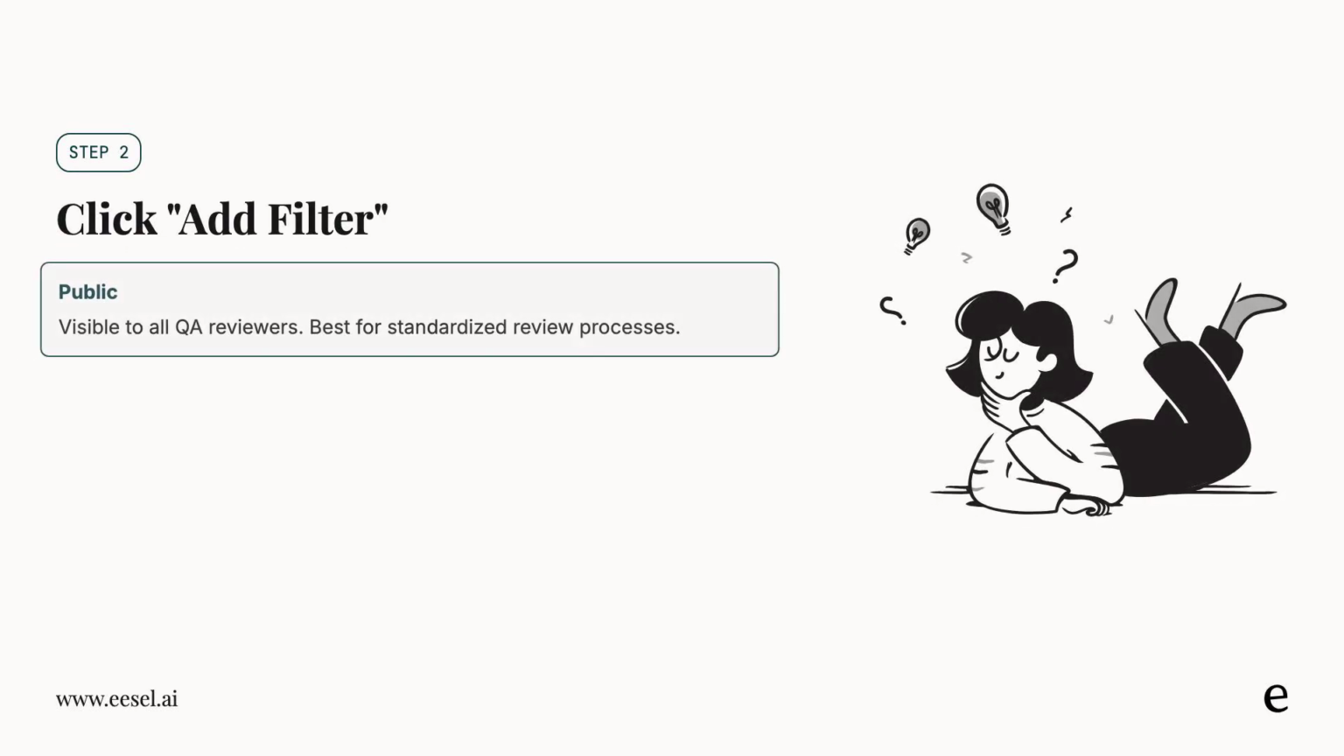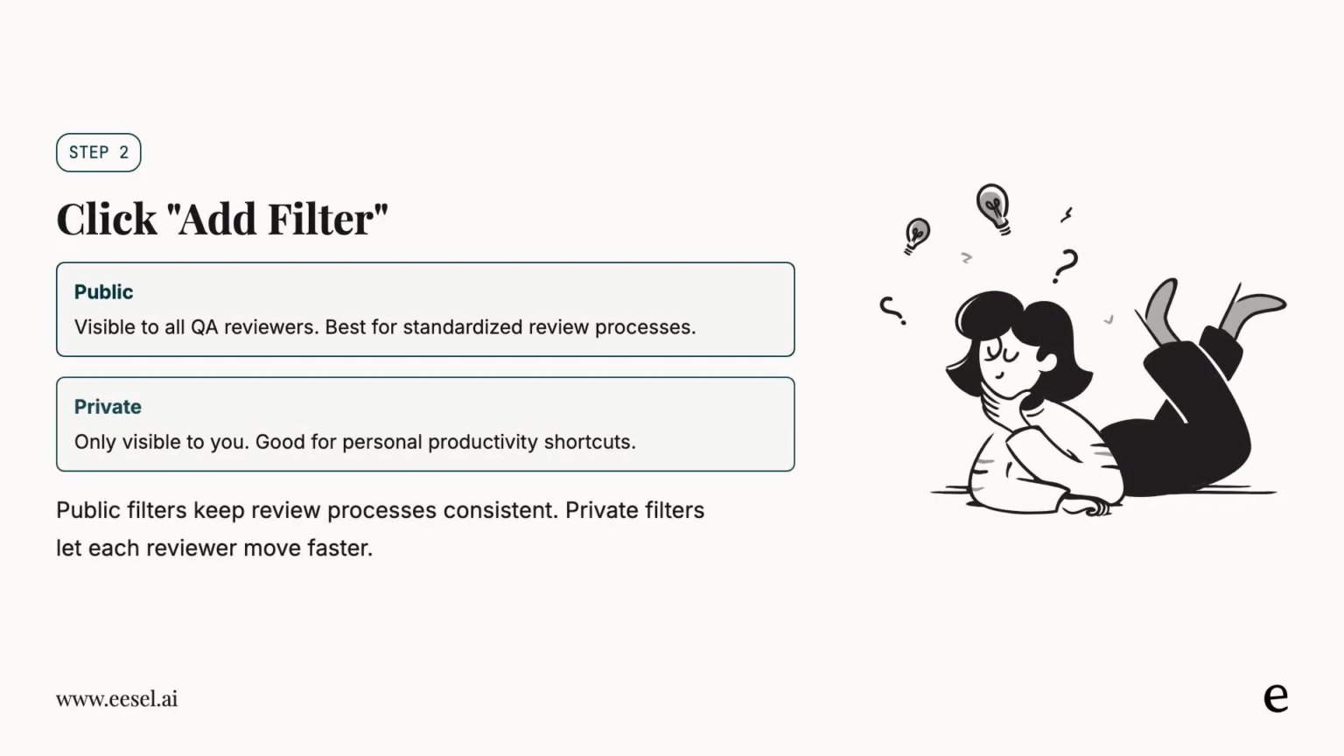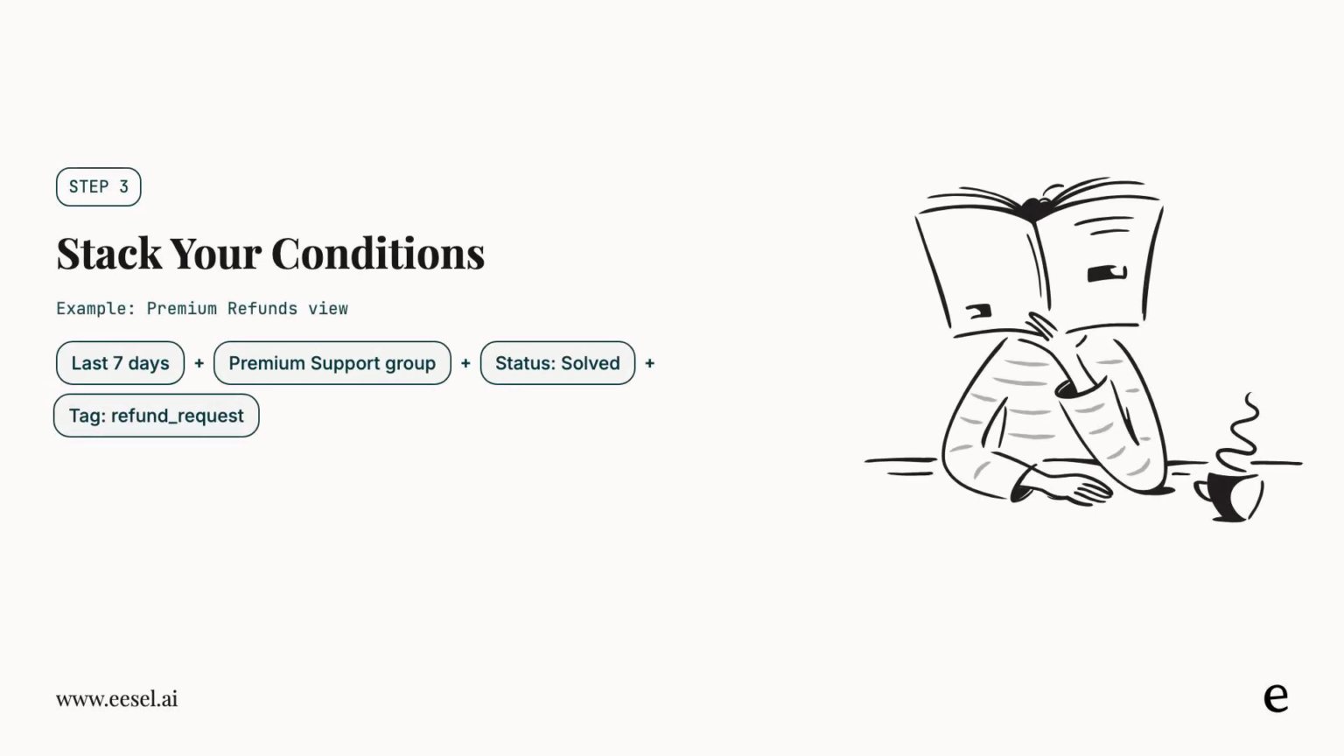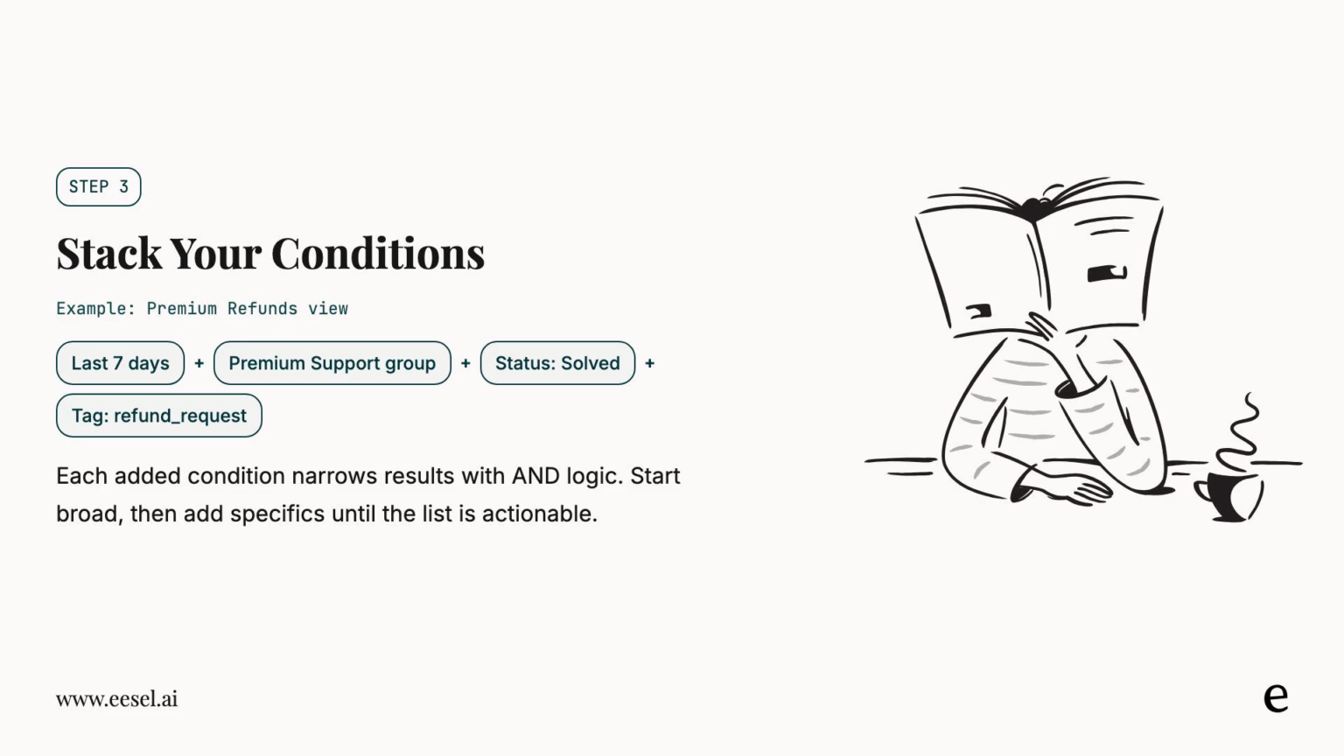Click Add Filter and choose public or private. Public filters keep review processes consistent across the whole team. Private filters let each reviewer build personal shortcuts without cluttering the shared sidebar. Add your conditions one at a time. Each one narrows results with AND logic.